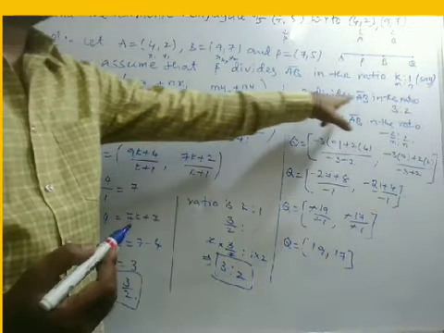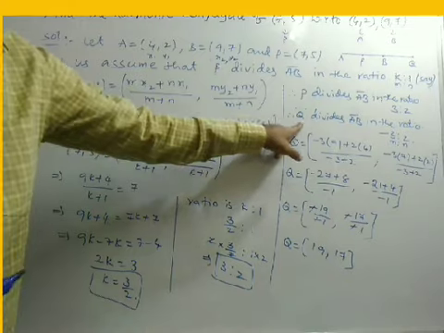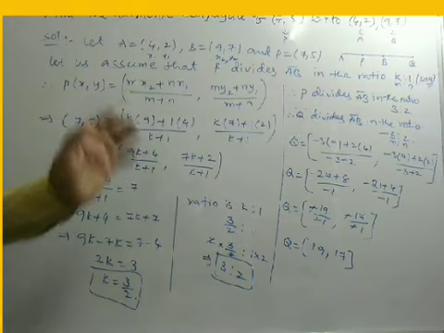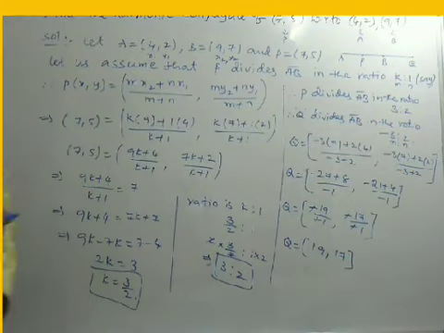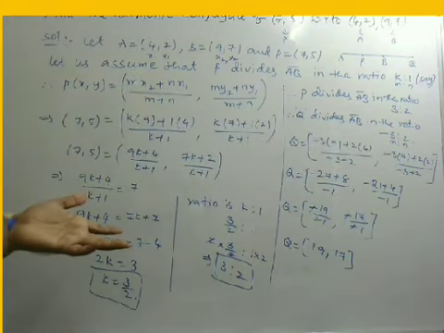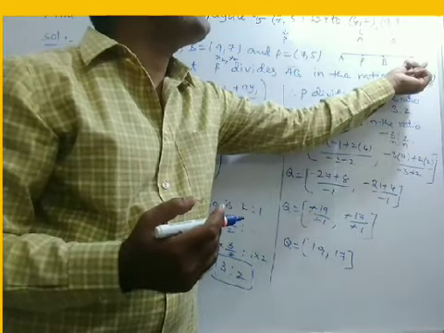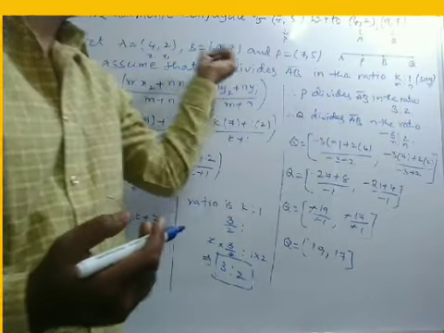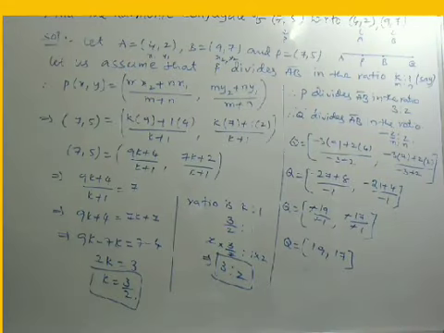If P divides in the ratio 3 is to 2, then as per the definition of harmonic conjugate, Q divides AB bar in the ratio minus 3 is to 2. Isn't it? Now I know that Q divides in a particular ratio. So to find out the coordinates of Q, once again I know A and B, and I know even the ratio, hence I can go with the section formula. And then finally we can find out the harmonic conjugate of a given point.